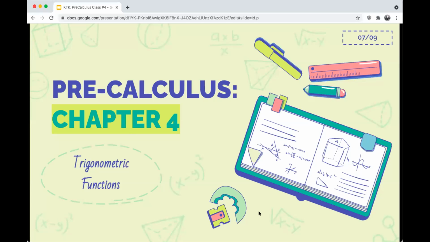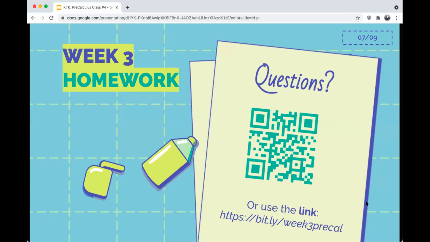All right, so chapter 4, trigonometric functions. And we're going to be learning a lot about trigonometric functions today. But first, before we go over that, the week 3 homework.